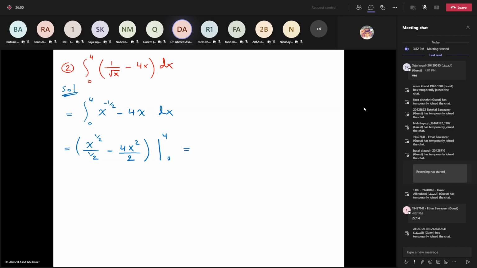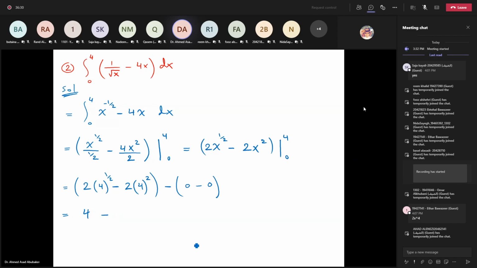After simplifying, we have 2x to the power half minus 2x squared, and substitute 4 and 0. Substitute 4: 2 times 4 to the power half minus 2 times 4 squared. Substitute 0, we have 0 minus 0. Now radical 4 equals 2, multiplied by 2 is 4, minus 4 squared 16 multiplied by 2 is 32. 4 minus 32 equals negative 28. Okay, any question?